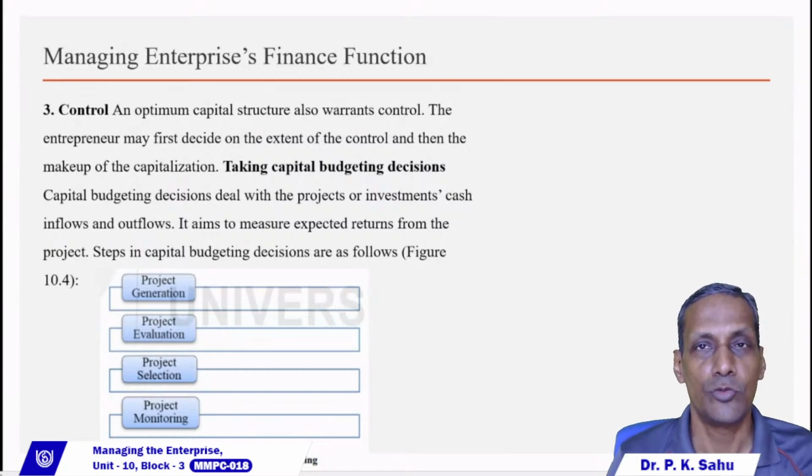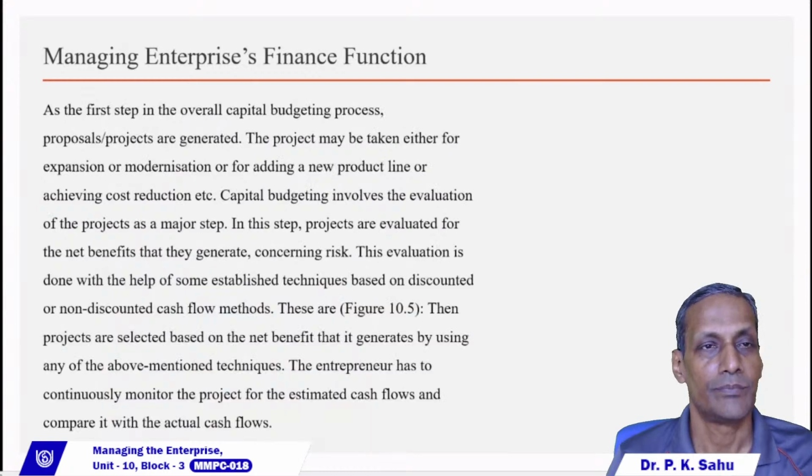It aims to measure expected returns from the project. This particular slide shows you the steps in capital budgeting decisions. First, project generation step. Second is project evaluation. Third is project selection. Fourth is project monitoring. So these are the steps to create a capital budget.